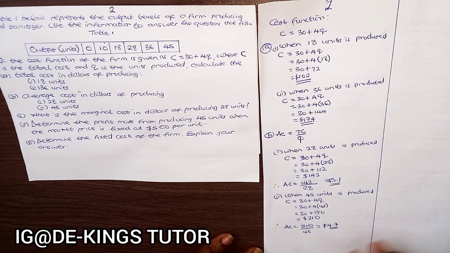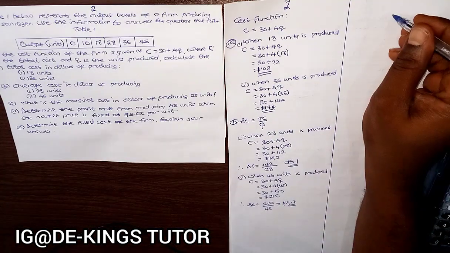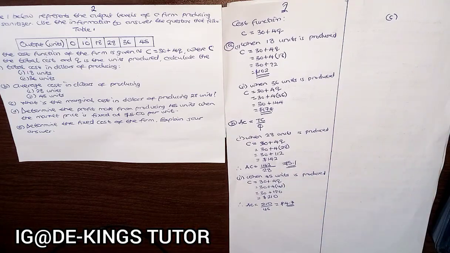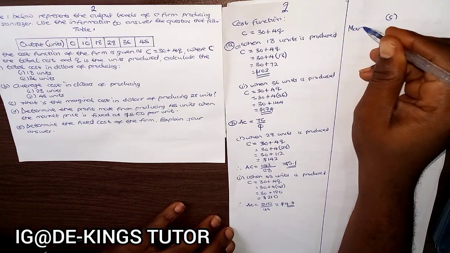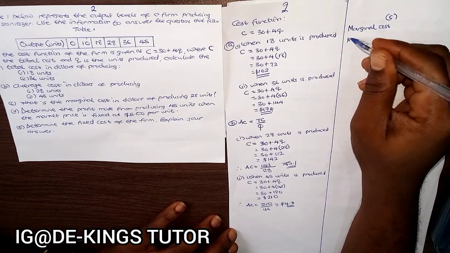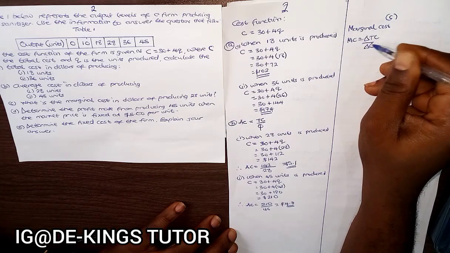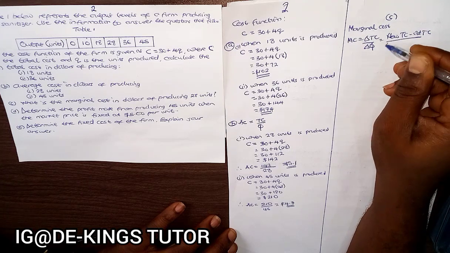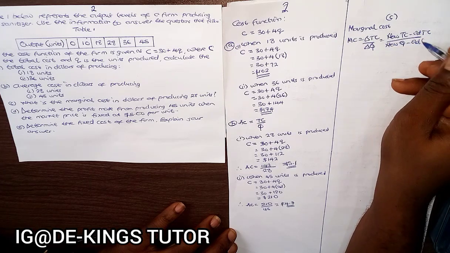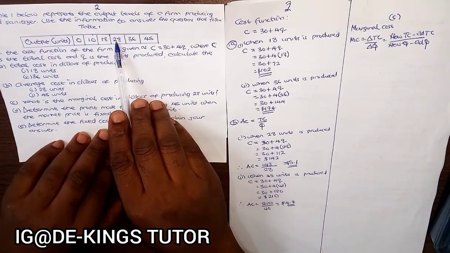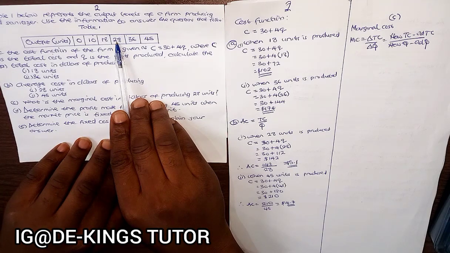So let's move to C. Now C said, what is the marginal cost in dollars of producing 28 units? What is the marginal cost? I remember the formula for marginal cost is the change in total cost over the change in quantity, which is the new total cost minus the old total cost over the new quantity minus the old quantity. So they said, what is the marginal cost in dollars of producing 28 units? When 28 units is produced, what is the marginal cost?